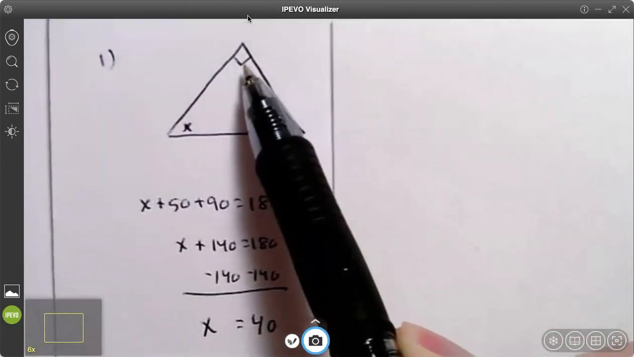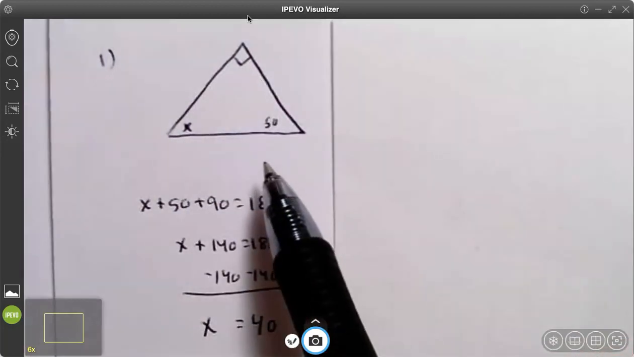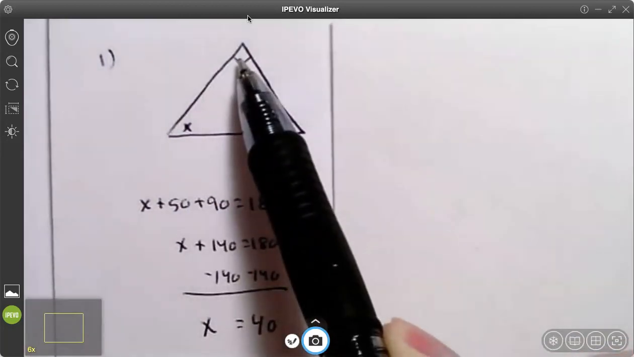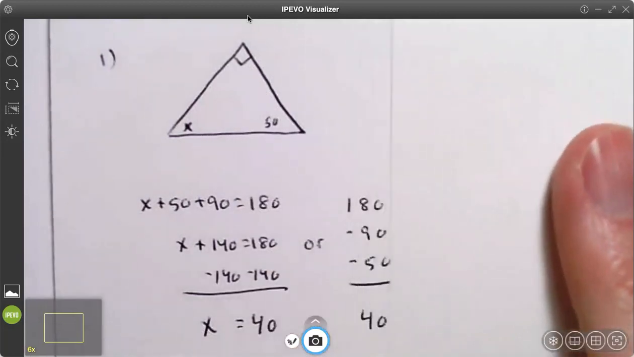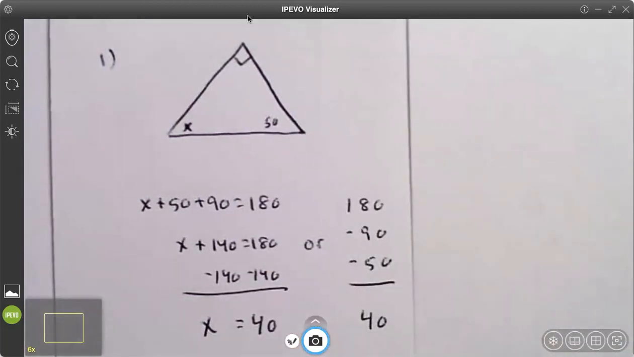A shorter way, if you'd like, is to take 180, put it in your calculator, and subtract the two angles you're given. So 180 minus 90 minus 50 equals, and you'll also get 40.